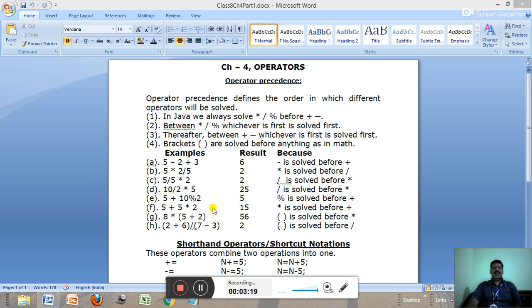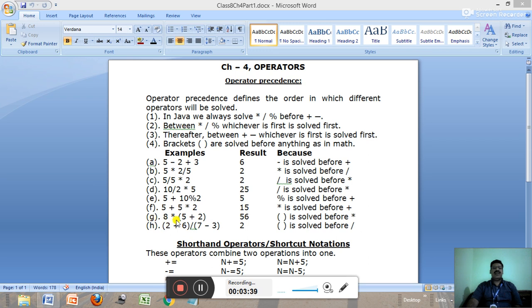Alright. Now comes F. 5 plus 5 asterisk 2. The first 5 plus 5 will not be done. In order of priority, first comes what? Multiplication. The 5 into 2, 10, and 10 plus 5, 15. So asterisk is solved before plus.